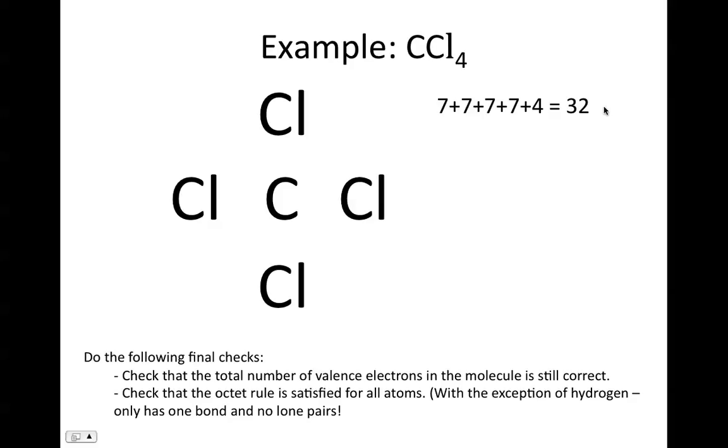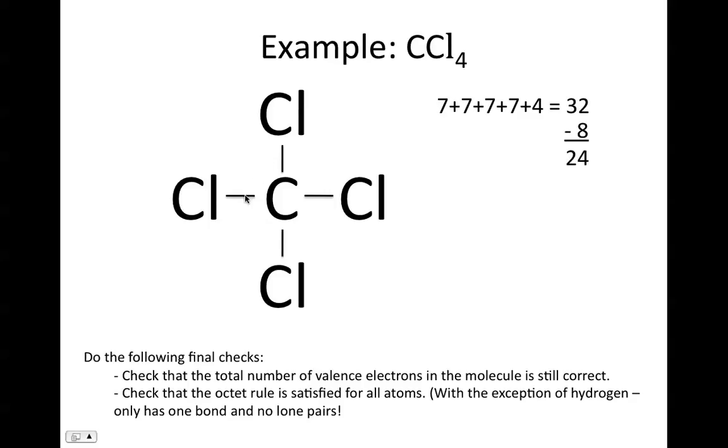So I'm always going to start with putting, in this case, carbon in the center with the 4 chlorines around it. Start with a single bond between the center atom to the terminal ones. And you can see I never connect the terminal ones in any of the examples we're going to do in this unit. So I'm going to subtract out then 2, 4, 6, 8 electrons, so I have 24.